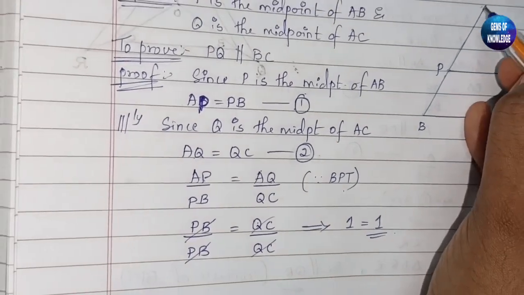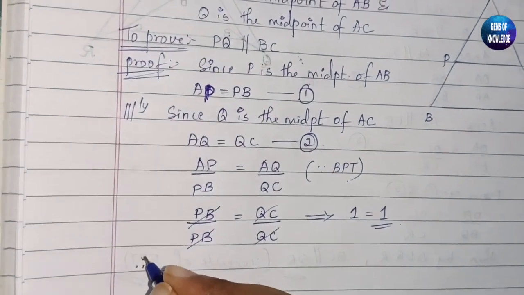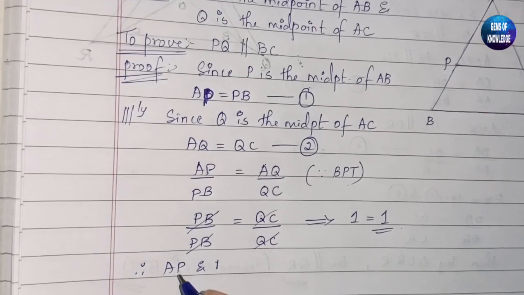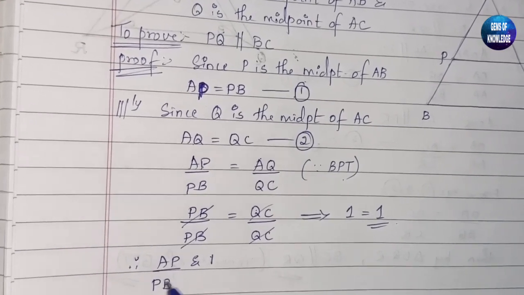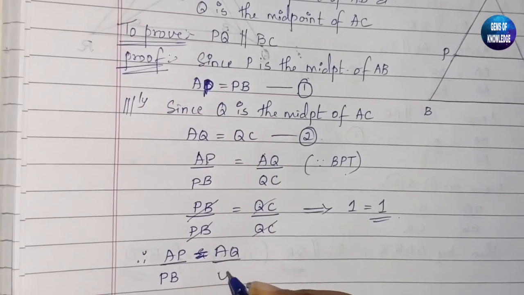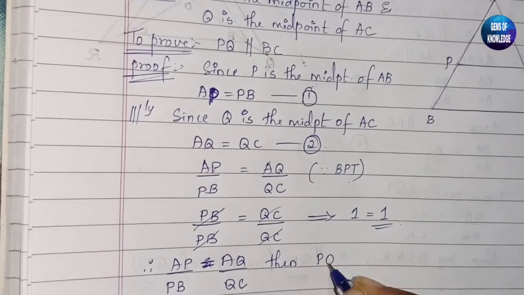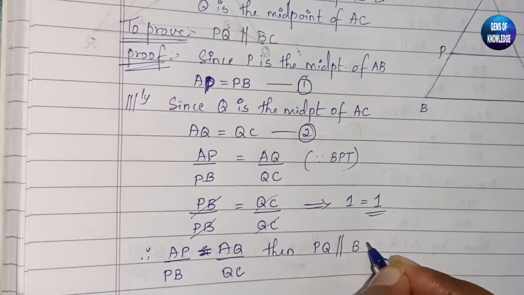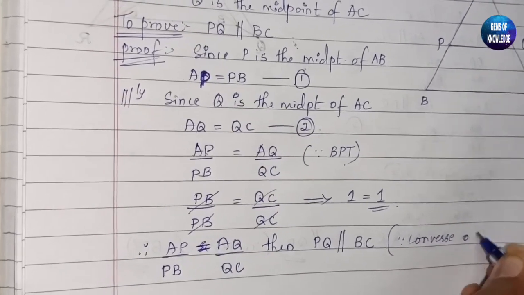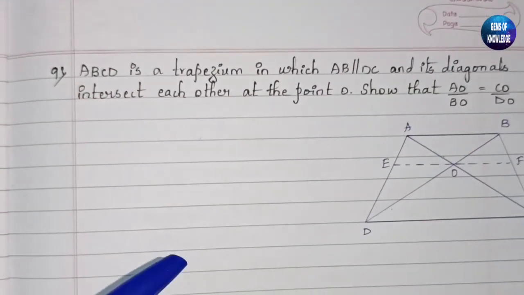So if these parts are in ratio, we can write AP by PB is equal to AQ by QC. Then we can write PQ is parallel to BC, since converse of BPT. Okay, now moving to the next question.